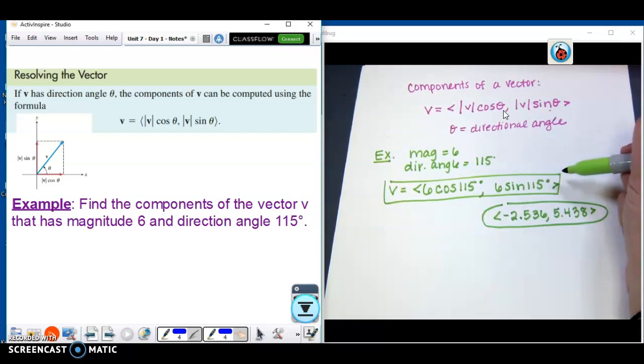Just know, if you do not have a calculator, do not stress about it. You do not need one. You can just leave your answer like this. You can't use the unit circle because 115 is not on your unit circle, but you can refer to your calculator.